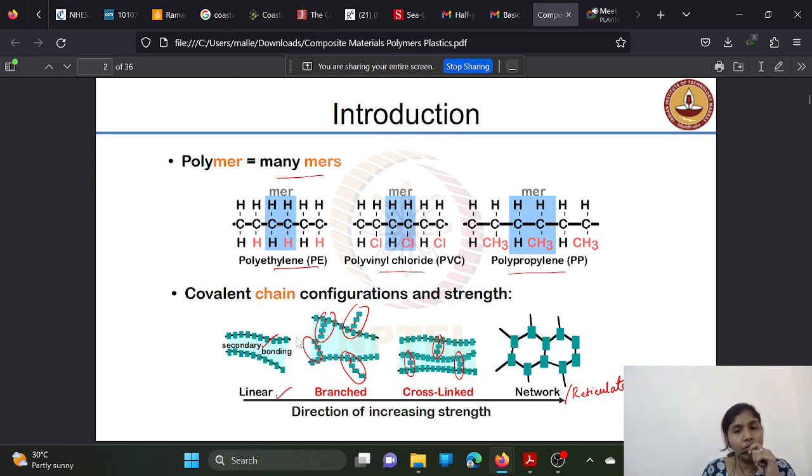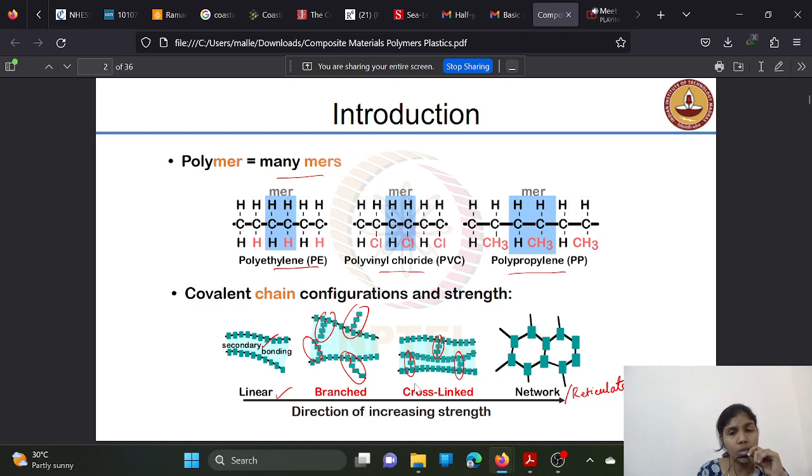See, there are different types of configurations in these polymers. Here the first one is linear. That means many units are formed in the form of a chain, and the two chains are connected by secondary bonding. Secondary bondings are nothing but the weak bonds. This is the linear type, and this is branched, where there are two main chains, and from those main chains some branches are coming up.